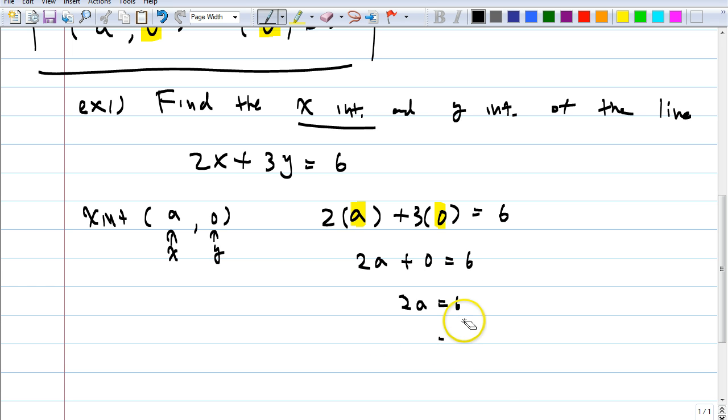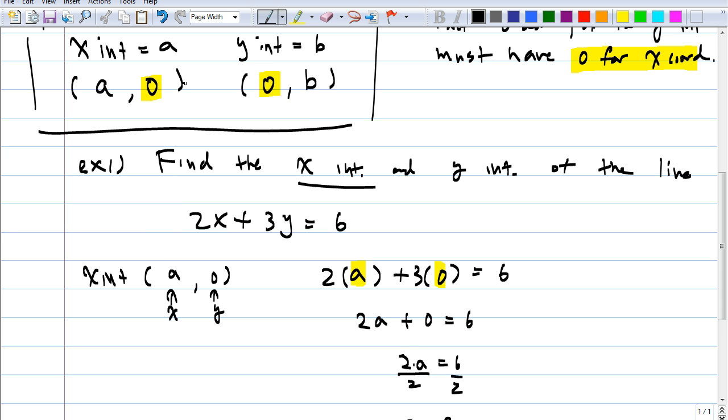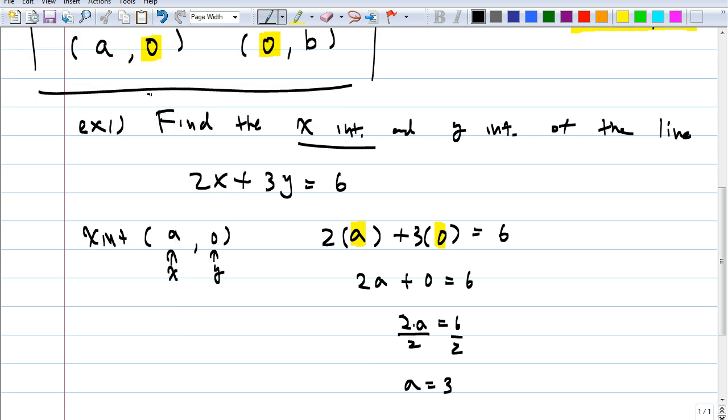What do I do to get A by itself? It's 2 times A, isn't it? So I have to divide by 2. Very good. So I get A equals what? And what does A represent? Remember, A was your x-intercept. We found the x-intercept: 3. Everybody okay with this? Are we going to do that on a test? Yeah.